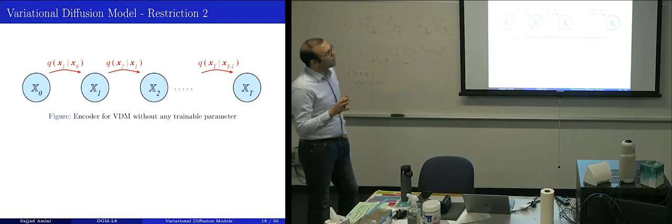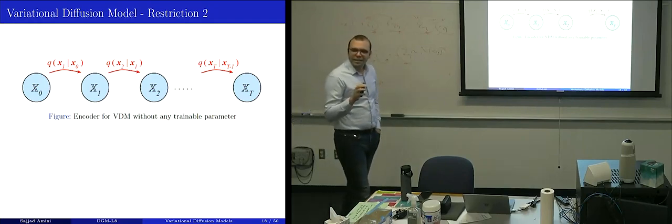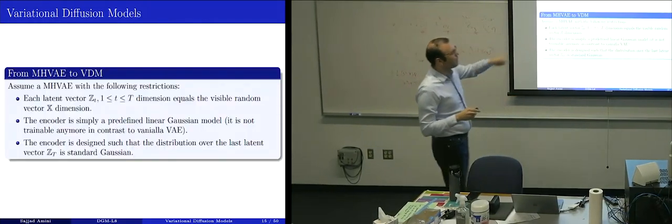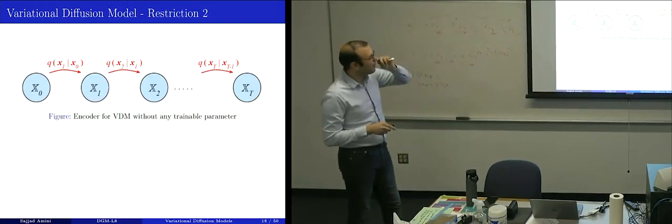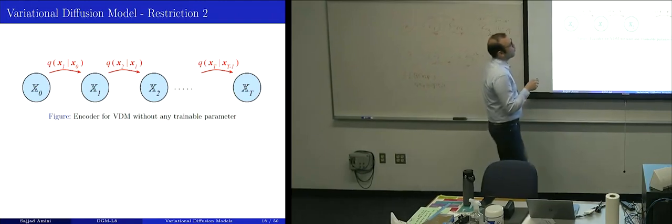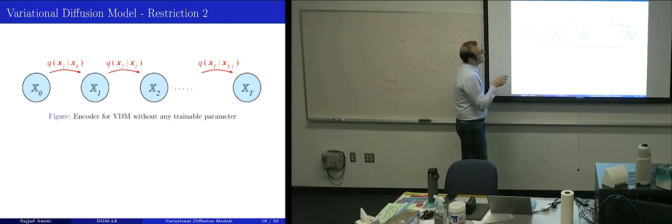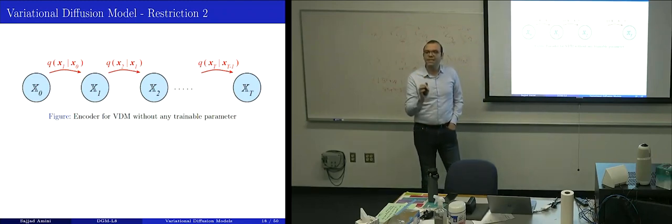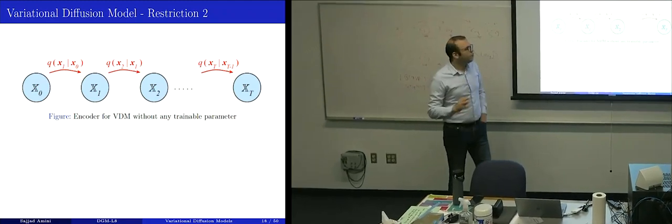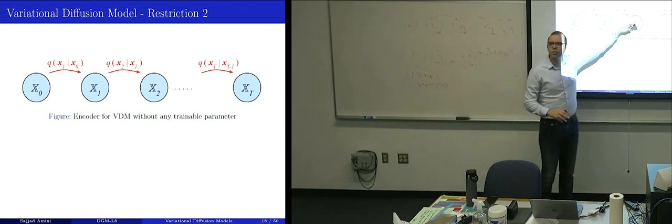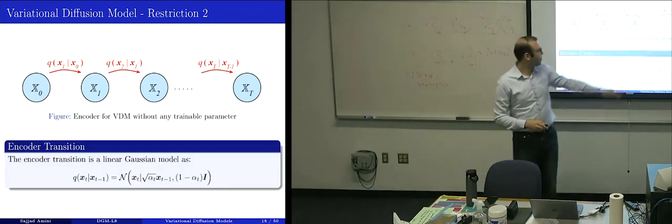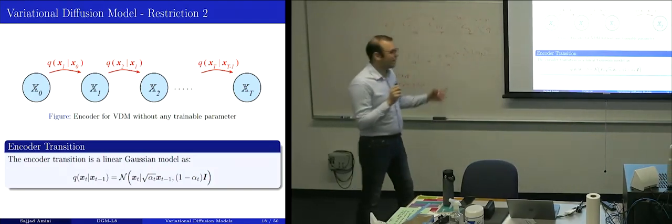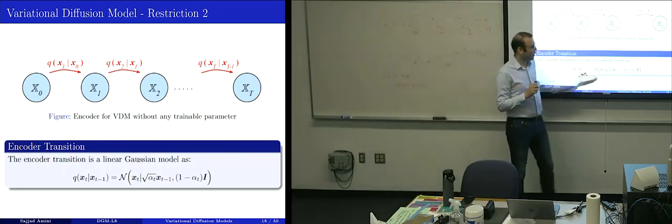Restriction number 2. What was restriction number 2? I myself also forgot it. It's about the predefined linear Gaussian. Based on restriction number 2, the distribution over x1 given x0 is using this kernel. You have a fixed kernel. Pay attention. You have a fixed kernel. It is not trainable. Then you use it to generate x1, then you use it to generate x2, then you use it to generate xt. And the kernel is this one. This is another important point.